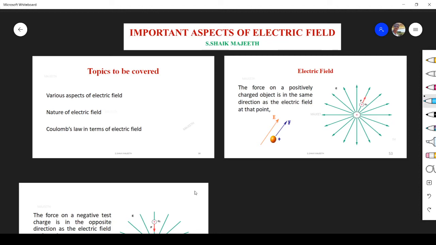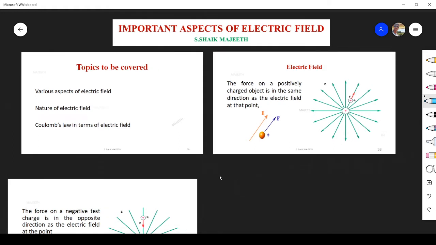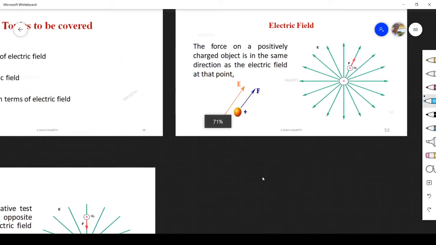Hi students, in this class we see important aspects of electric field. What is the nature of electric field? How can we write Coulomb's law in terms of electric field? Those things we see. So the first thing we have to know is electric force.